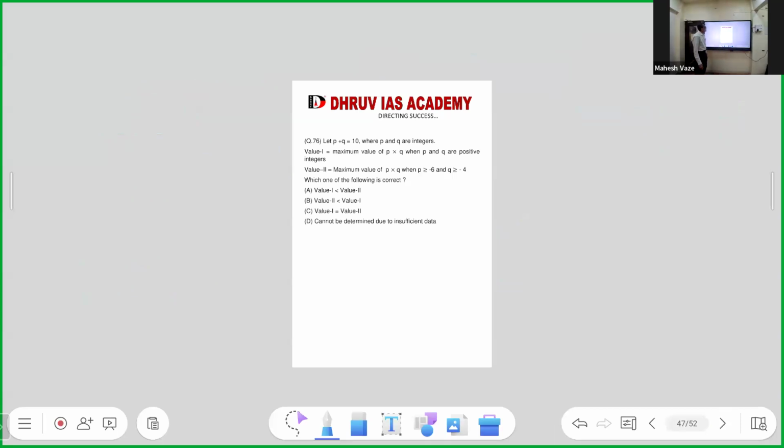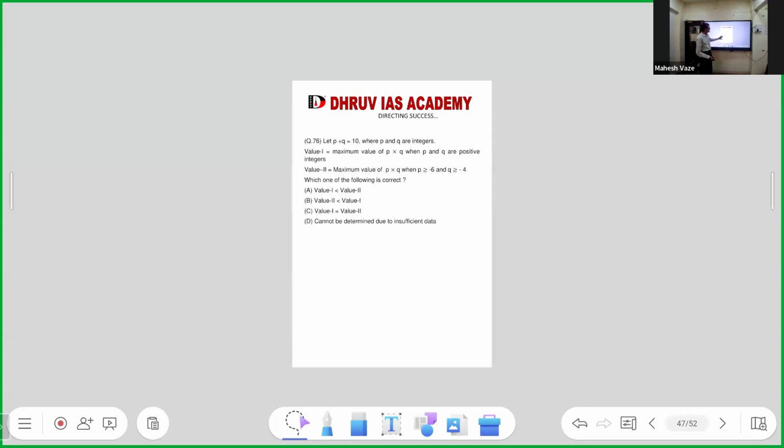Okay. P plus Q is equal to 10, where P and Q are integers. So we know that integers start with 1, 2, 3, or 0, -1, -2, -3, etc., but not fractions. Value 1: maximum value of P into Q when P and Q are positive integers. Second one: maximum value of P into Q where P is greater than or equal to -6 and Q is greater than or equal to -4. Which one of the following is correct? Value 1 or value 2, etc.